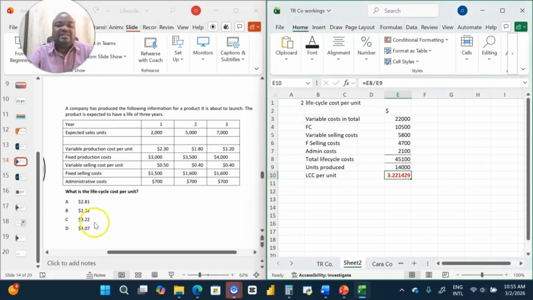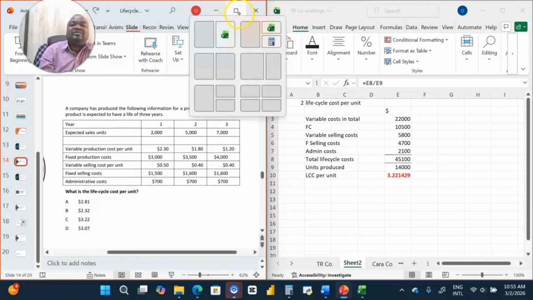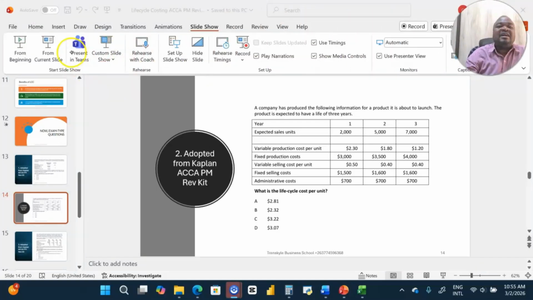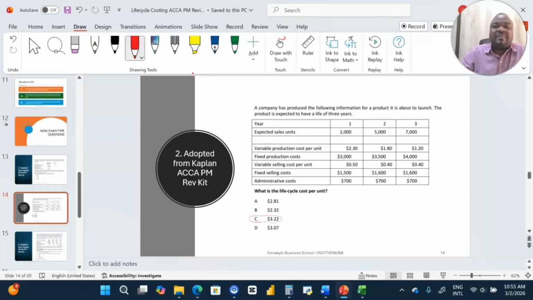We can see that our answer then becomes C. Here I'm not seeing my drawing, but C is our answer there. I'm not getting the drawing console. All right, so that's the idea behind life cycle costing. That's our answer, ladies and gentlemen.